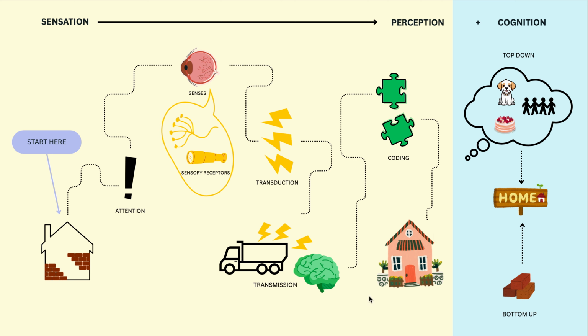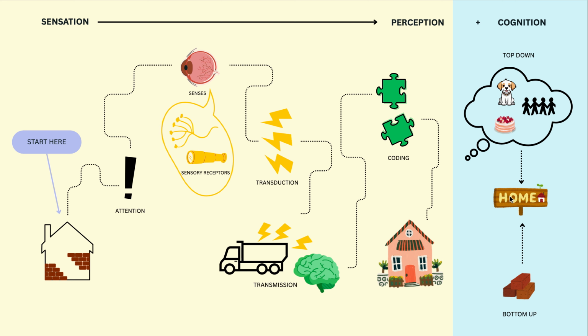Perception occurs when our brain has meaningfully interpreted all of the sensory information it has received. Perception allows us to perceive the house, while cognition, or our cognitive processes, allow us to understand that what we are looking at is an actual house.